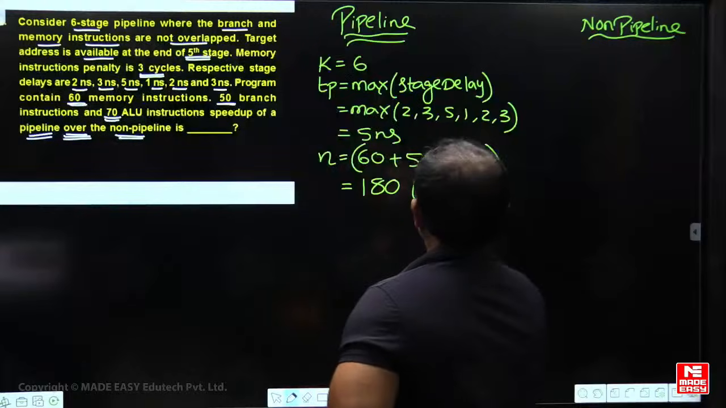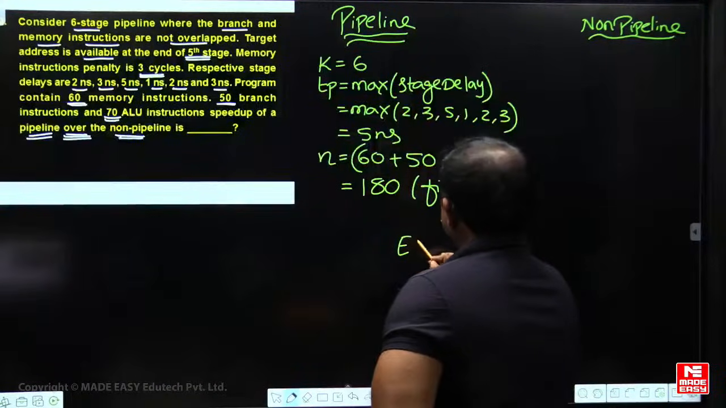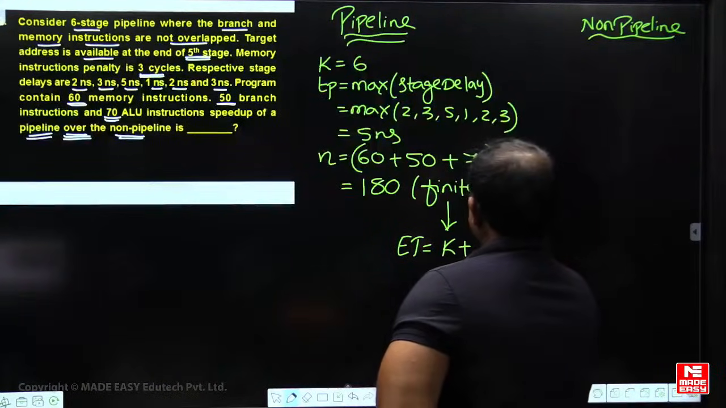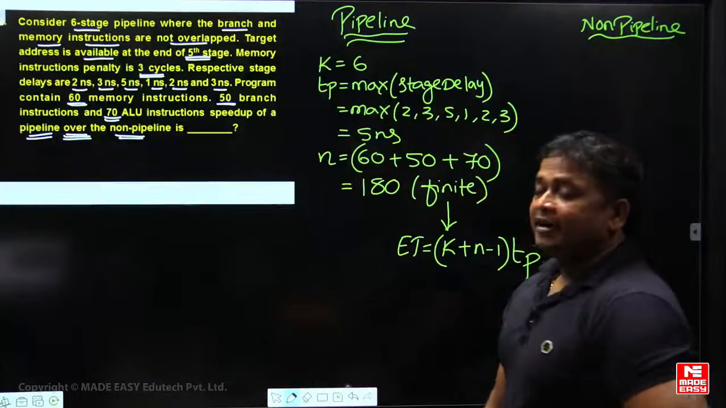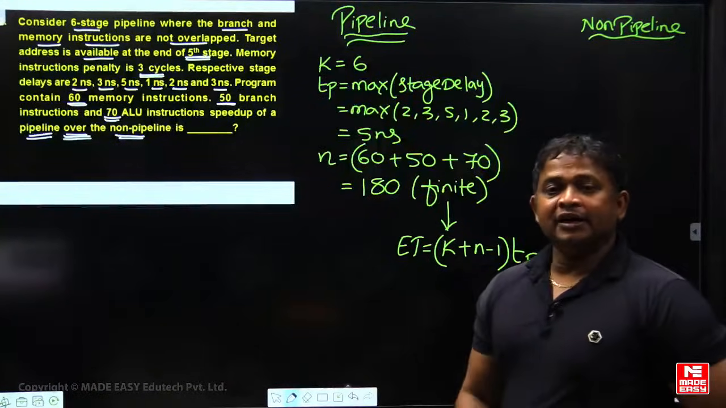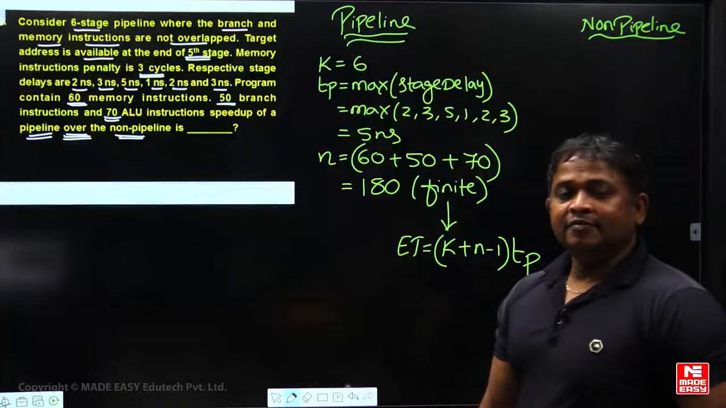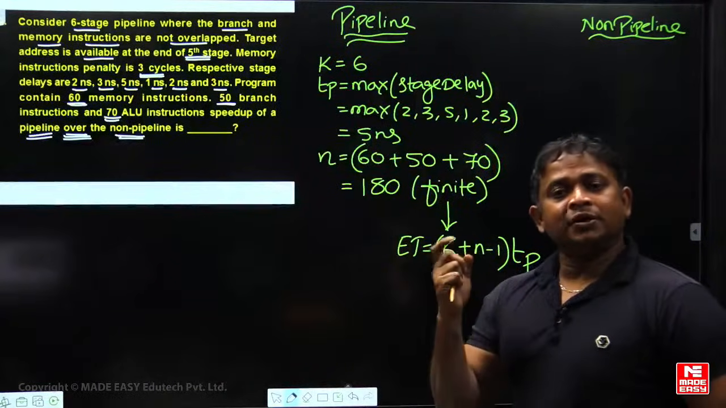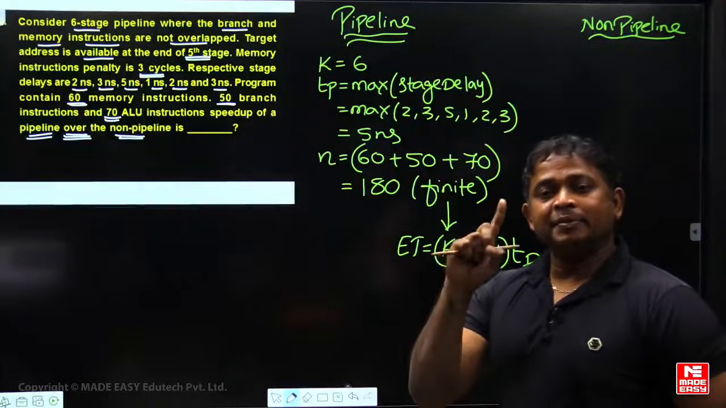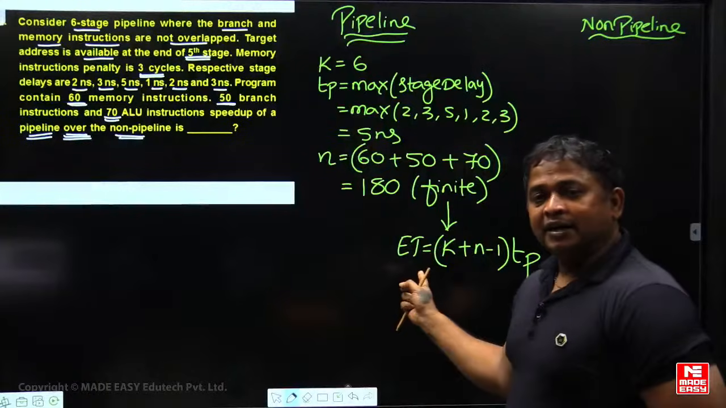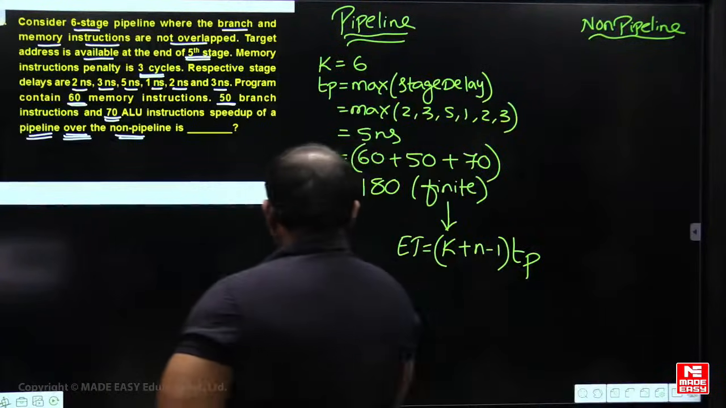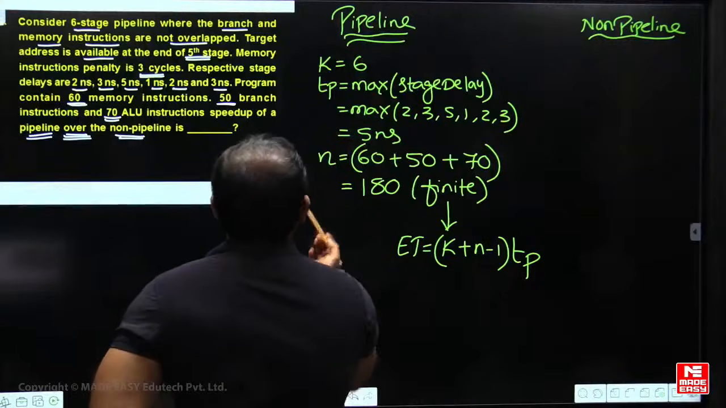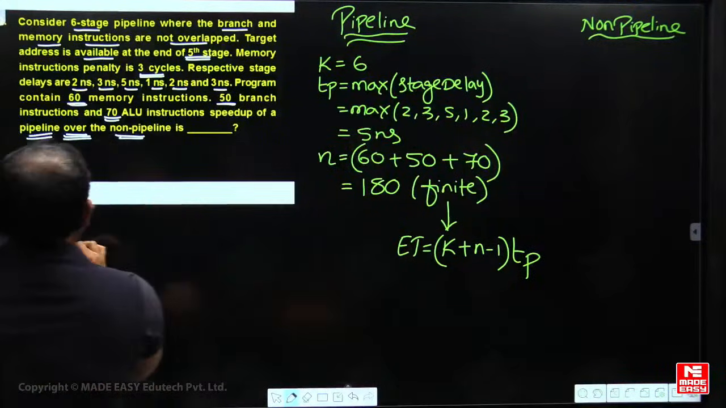180 instructions, finite. When it is finite, execution time is k plus n minus 1 into t. Know that. When n is infinite, CPI equal to 1. When n value approaches infinity, CPI of the pipeline is 1. But when n is finite, k plus n minus 1 into t. But here what is given? Given are 60 instructions, penalty.